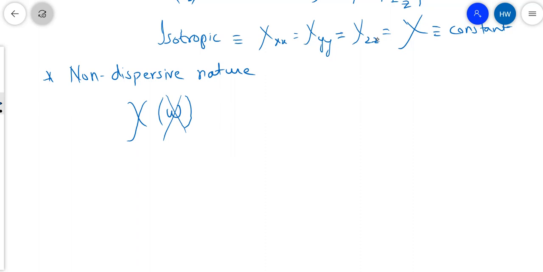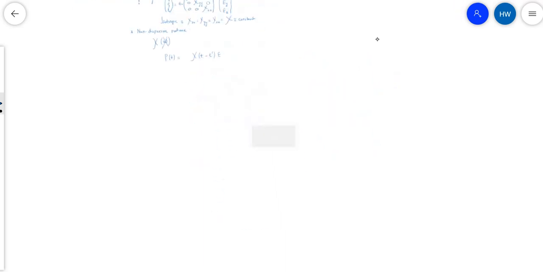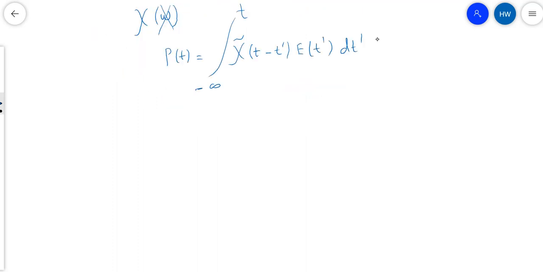That is, my chi is again a constant, and the non-dispersive nature actually is a very strong assumption that essentially violates, in some sense, causality. So let me just indicate that in reality, if I'm looking at the polarization at some time t, then I have a response. I need to collect the response of the medium from all times, from minus infinity all the way to the time t. Let me call this chi tilde.